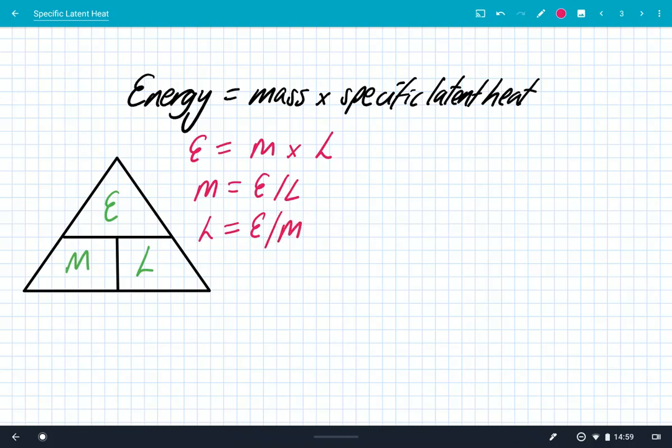What's really important to always remember is the units that we use. So for energy, we use joules. For mass, we always use kilograms and never grams. And specific latent heat is always measured in joules per kilogram.